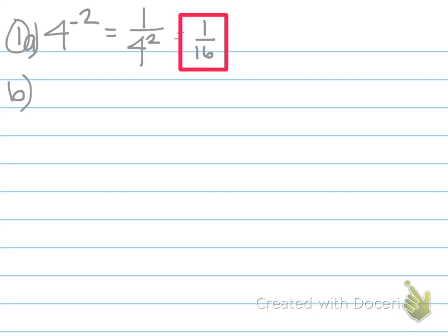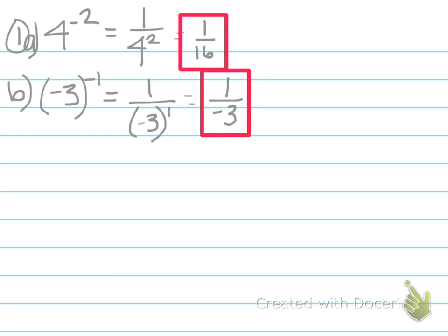Going over to B, I have negative 3 to the negative 1 power. So again, negative exponent tells me to do the reciprocal, so negative 3 to the first power. My exponent is now positive. Anything to the first power is just itself, so this is 1 over negative 3. And there's my answer for B.